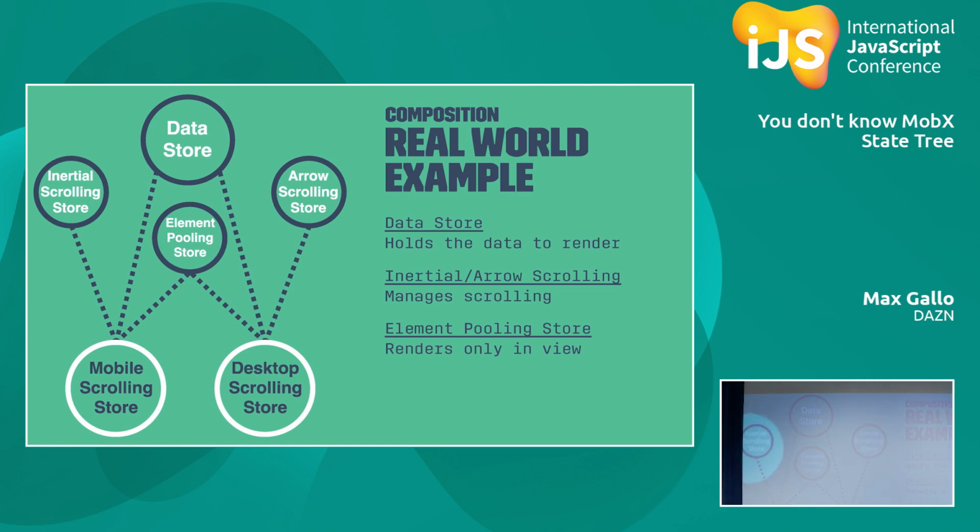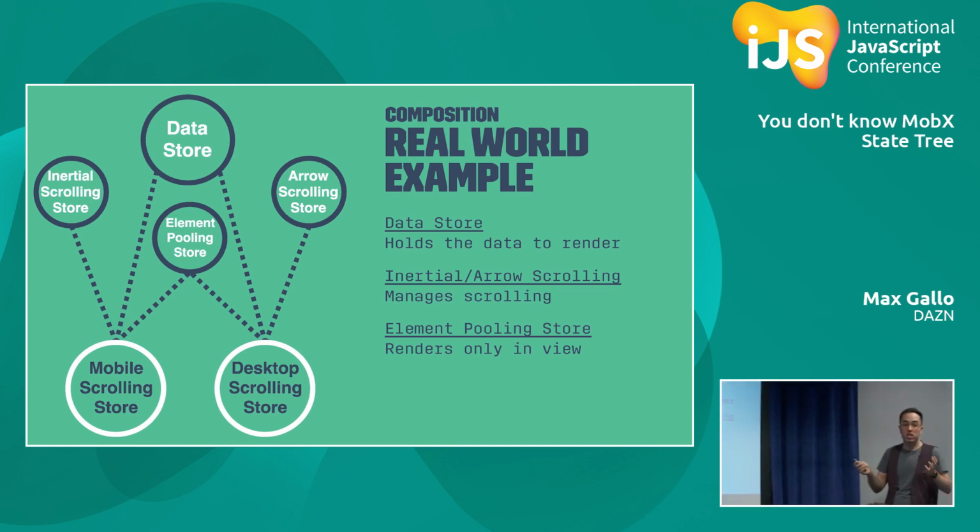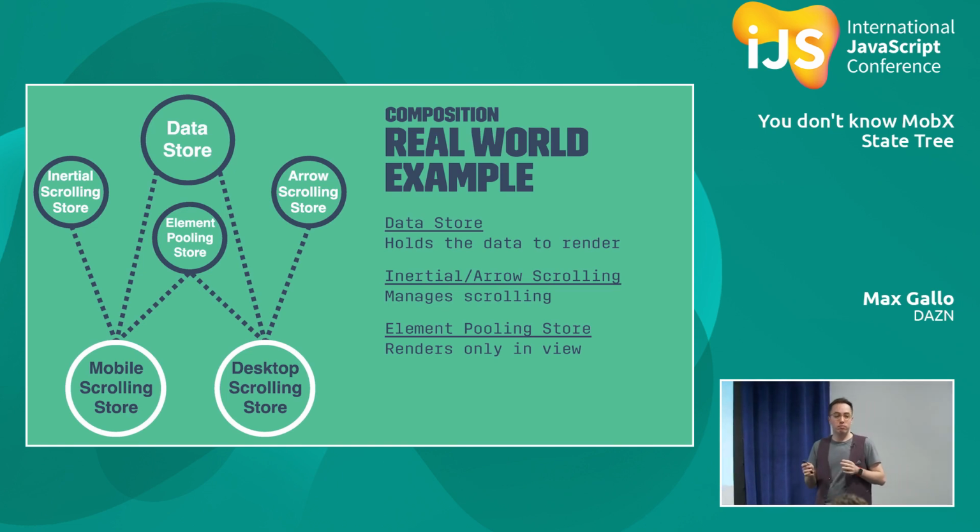On the left, we have inertial scrolling store, the one about mobile, and on the right, we have arrow scrolling store. On top of that, we have another shared functionality, which is element pooling store. Imagine, it feels very obvious if you come from a mobile world, but in web, if you don't use anything, when you render a list of 1,000 items, you are rendering 1,000 items. There is no magic going on. In this case, we want instead to render only the elements that are in the view with some safe areas on the side. That's pretty standard stuff. Every mobile framework, iOS, Android, they do that automatically.